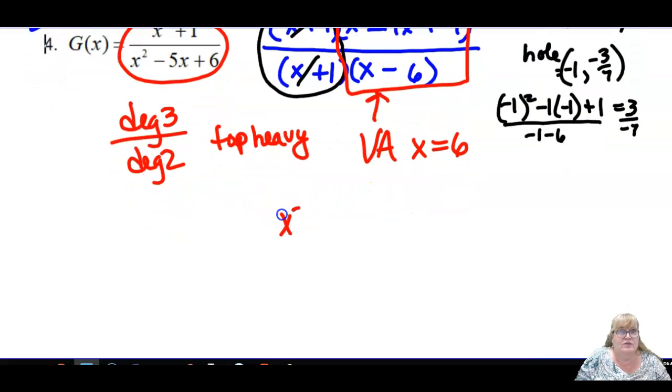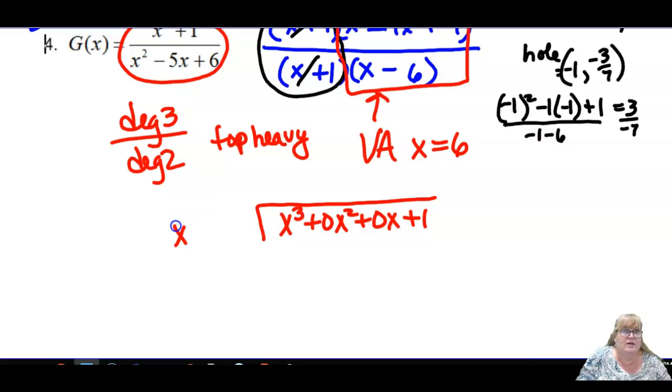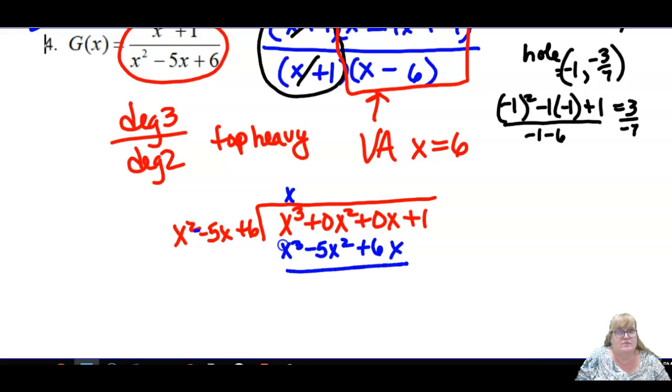So x cubed plus 0x squared plus 0x plus 1, I put all those zeros in, is being divided by x squared minus 5x plus 6. All right, x squared, x cubed. I need to multiply by an x all the way through. Gives me x cubed minus 5x squared plus 6x. Subtract.